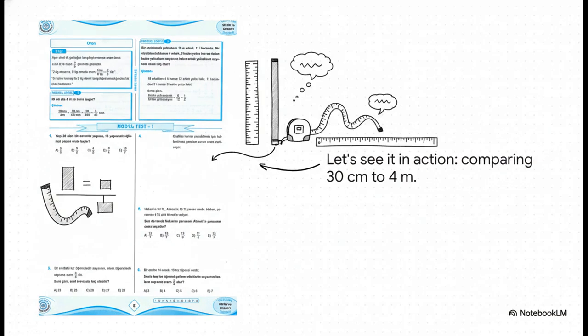Now check this out, because this is a really crucial first step. If you want to compare 30 centimeters to 4 meters, you can't just write 30 over 4. They have to be in the same unit first. So we turn those 4 meters into 400 centimeters. Now we can compare them. The ratio is 30 to 400, which simplifies down to 3 over 40.